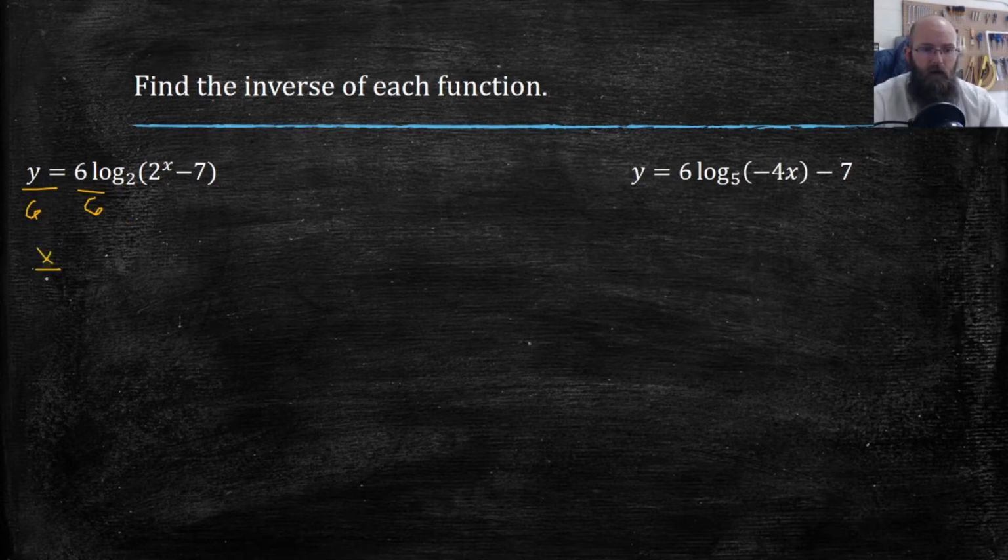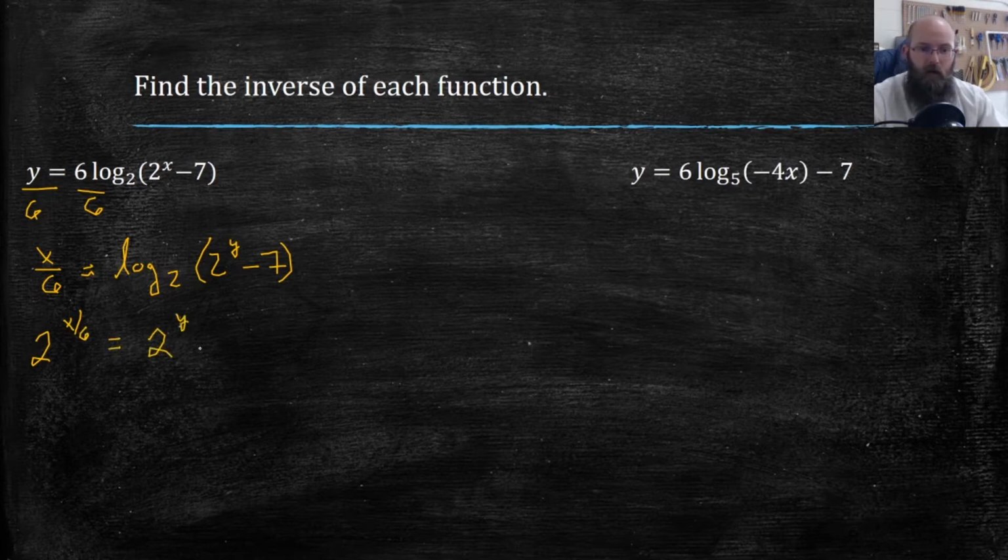So x over 6 equals log base 2 of 2 to the y minus 7. All right, now I need to get inside here, so let's loop it again, right? Let's go into exponential form. 2 raised to the x over 6 equals the innards of this log, 2 to the y minus 7. Okay, we're getting somewhere. It's outside the log now, at least.